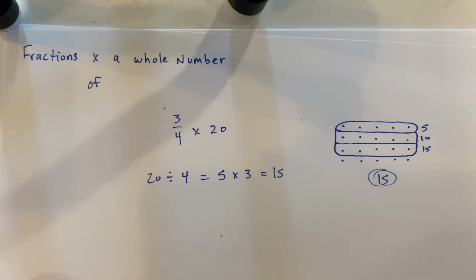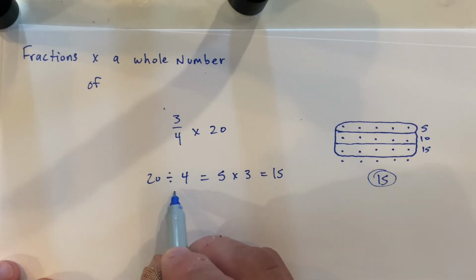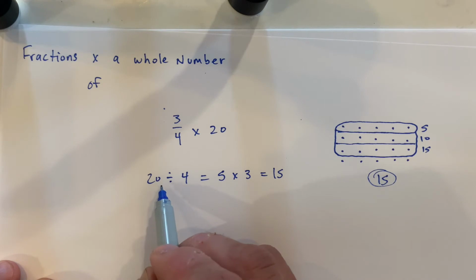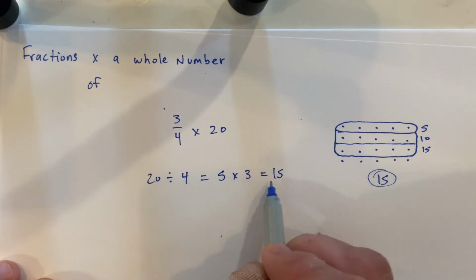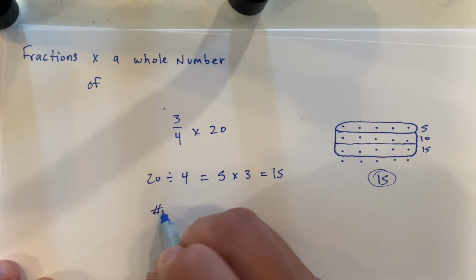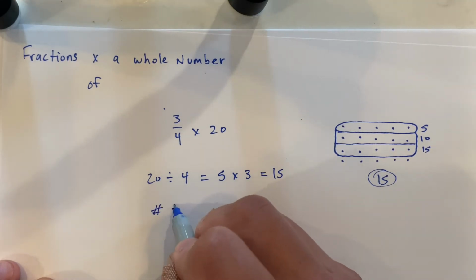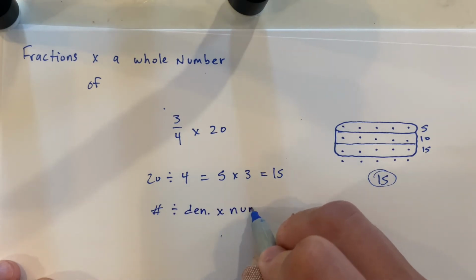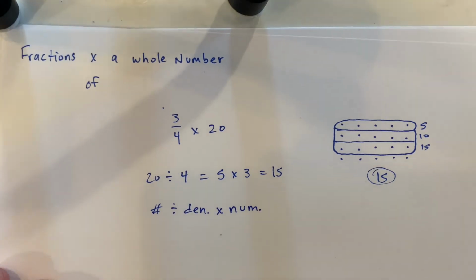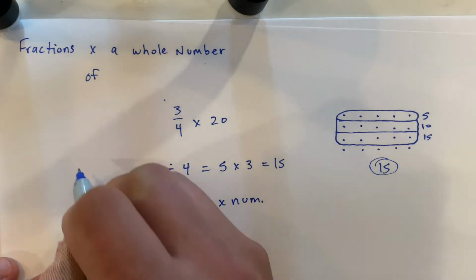Now, when we look at this strategy here, this is a formula: dividing our whole number by our denominator, then multiplying by our numerator. So our formula is our whole number divided by the denominator times the numerator. And that will work every time. Now, that's our first strategy.